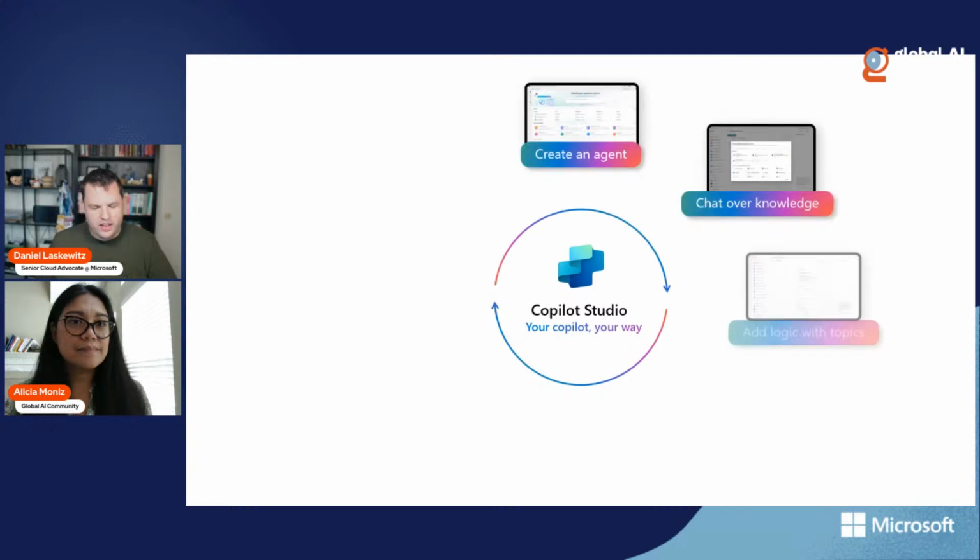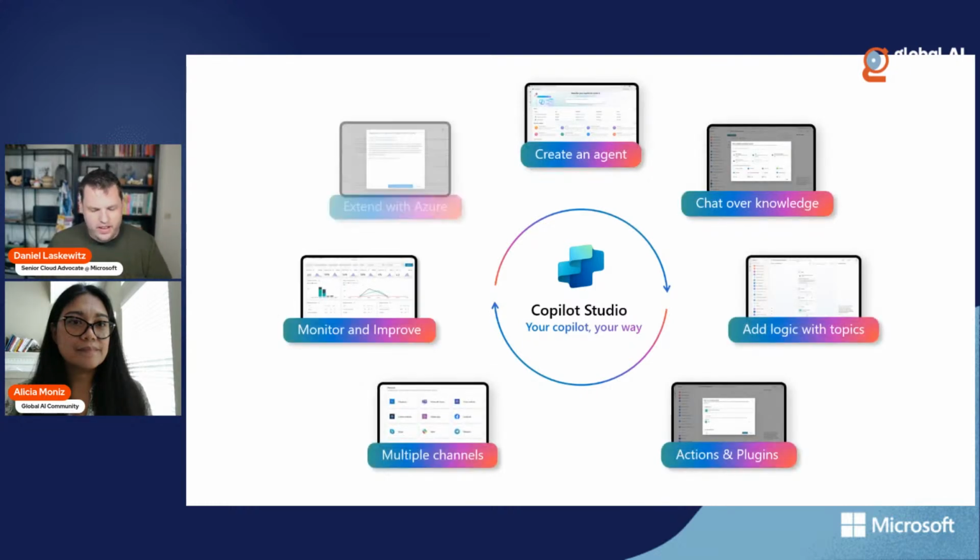But when you are building your own agent, we follow a sort of life cycle, and we start at the top with creating an agent. Then we can add knowledge to the agent. I already said public websites, for instance, but you can also add SharePoint sites, OneDrives. You can add a whole bunch of documents if you want to by uploading them. You can add topics to your Copilot and add all kinds of logic to it.